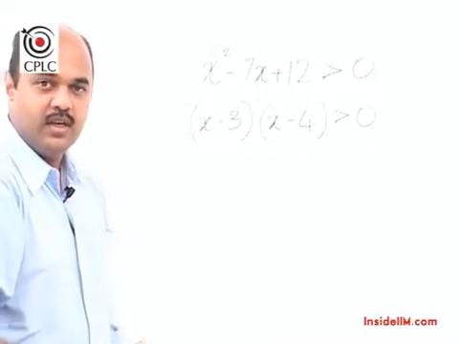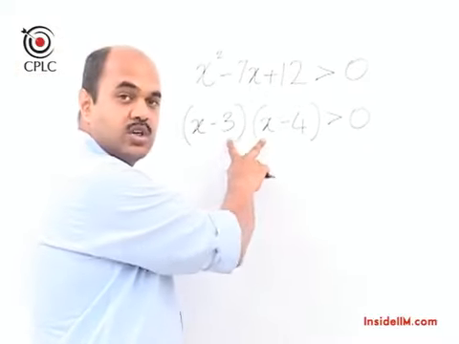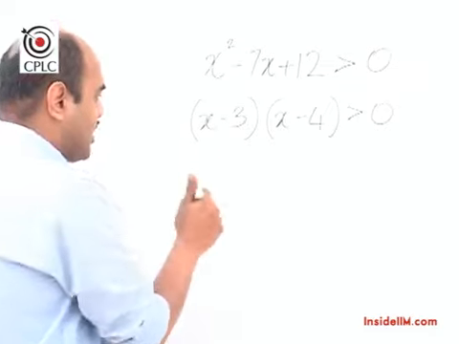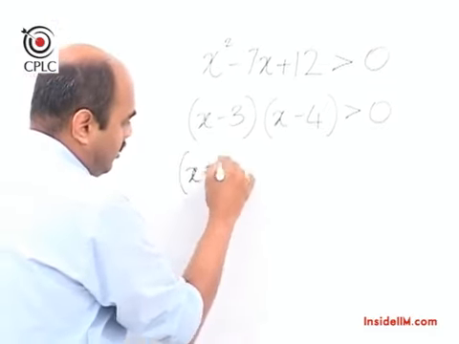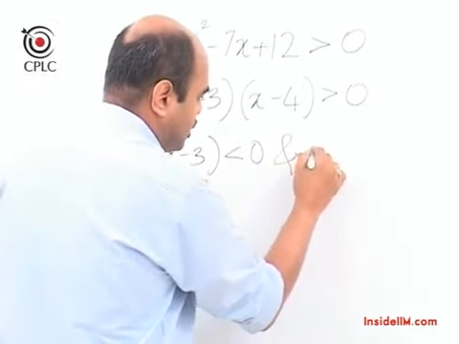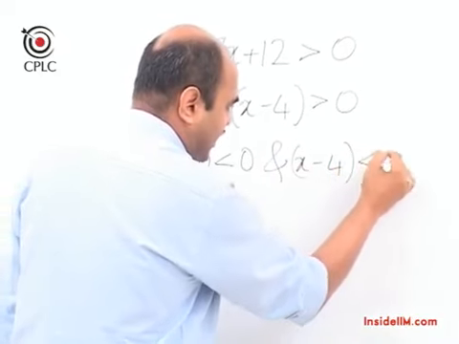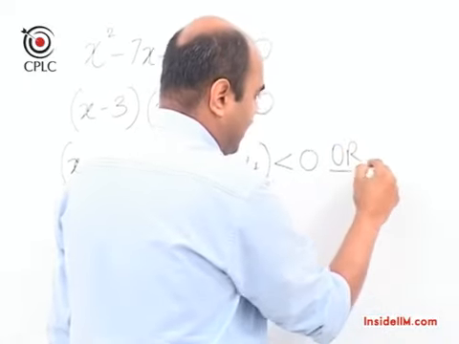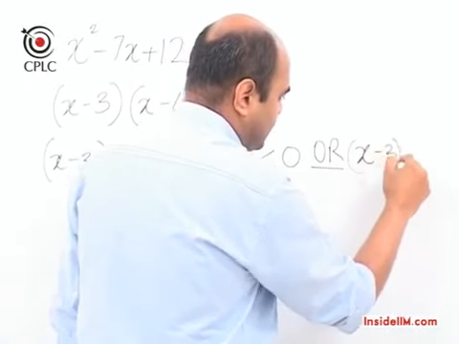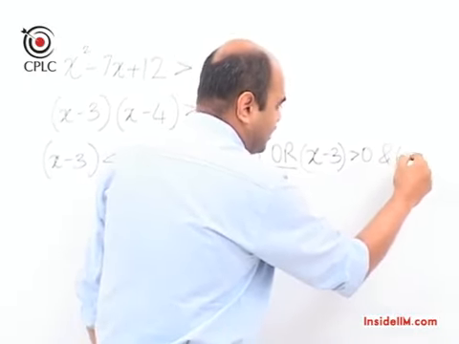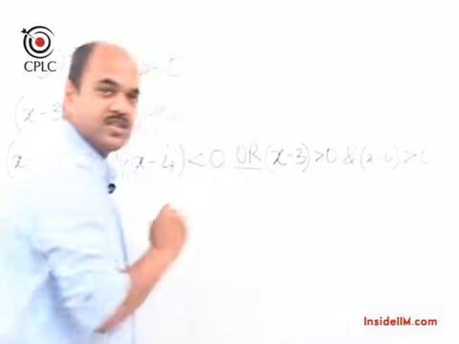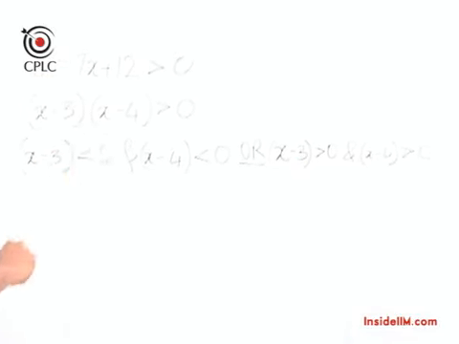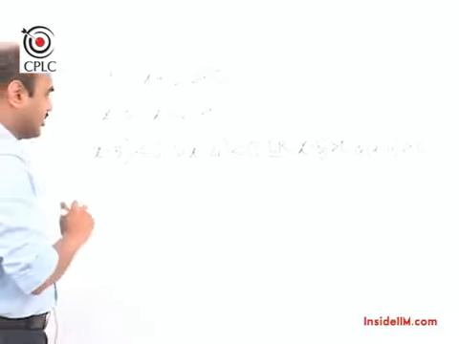What this means is that the product of two terms is positive, which can happen when both are negative, which means x minus 3 and x minus 4 both will be negative, or it can happen when x minus 3 and x minus 4 both are positive. In either of these two cases, the product will be a positive number.